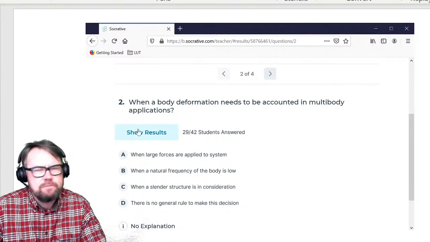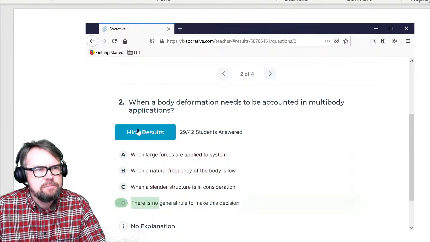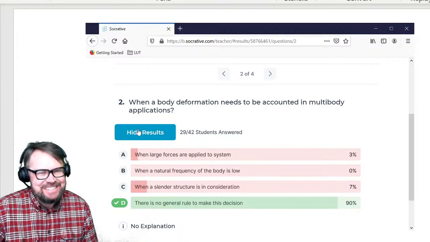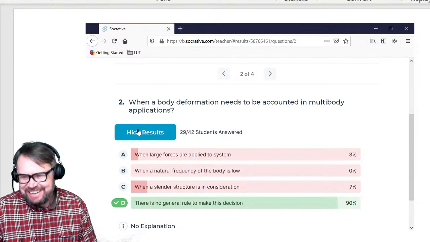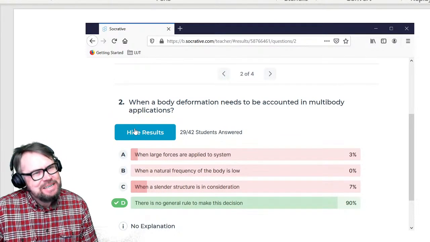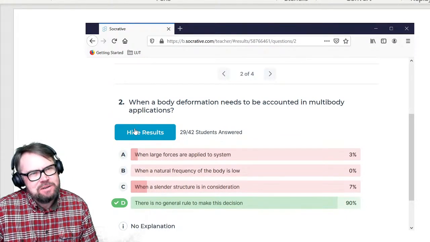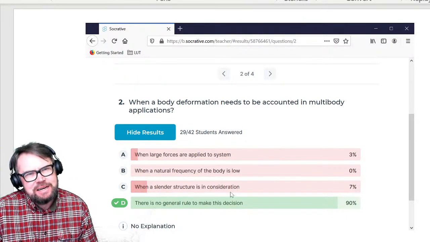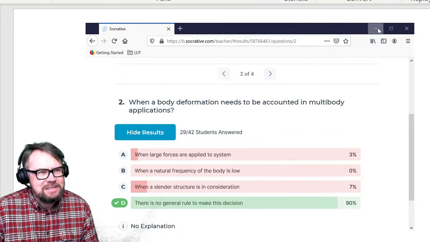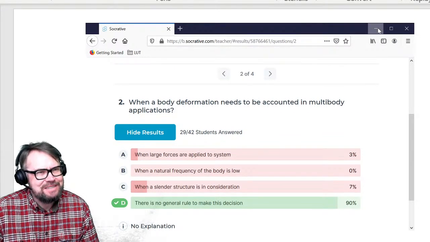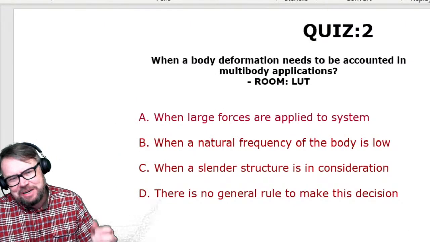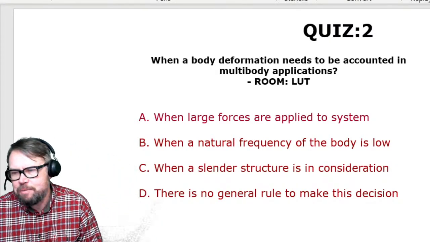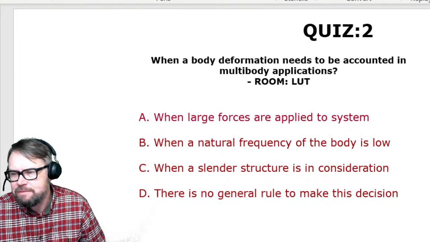Okay, so let's take a look. Nice, nice. 90, 90, it's good. There's no general rule to make this call. This wasn't easy because usually this kind of option is never a correct answer, but this time it was. So, congratulations. You did really well. Okay, so let's continue. Let me see what time it is. We still have plenty of time left.